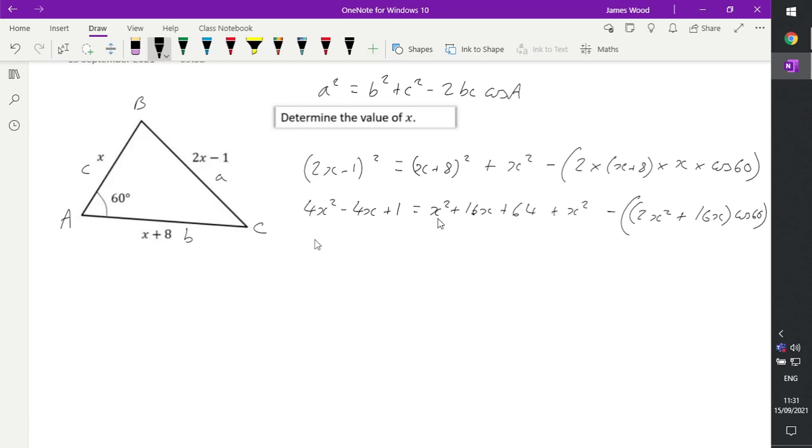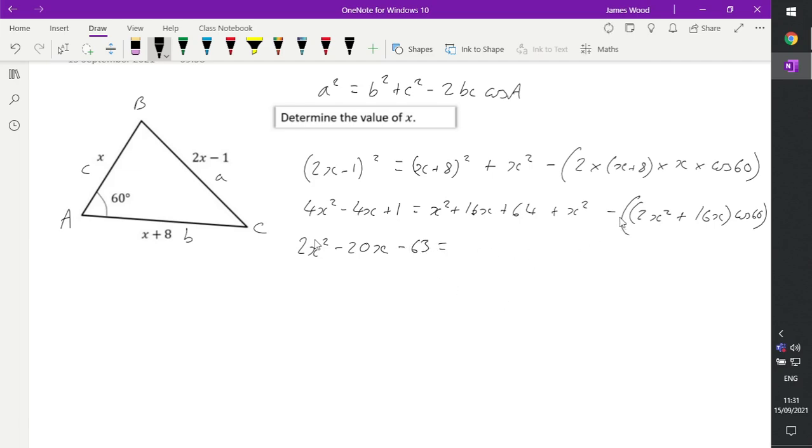I'm going to move all of these algebraic terms here to the left, I think. So I'm going to subtract x squared, subtract 16x, subtract 64, and subtract x squared. So that will give me just 2x squareds, minus 4x minus another 16x, that's going to be minus 20x, and then 1 minus 64, so that's minus 63.